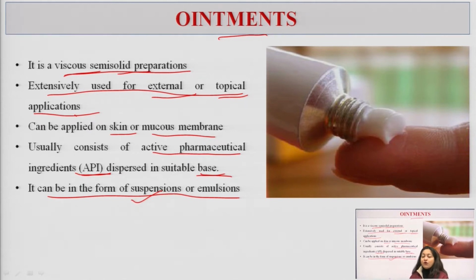So these are some of the characteristics of ointment: it is viscous in nature, it is used extensively for external surfaces only, and it can be applied to the skin or onto the mucous membrane. Another thing is that when we want to formulate an ointment, we need two important things. The very first is the API, and the other is the base into which that API is to be incorporated. The ointment that we make can be in the form of an emulsion or a suspension.